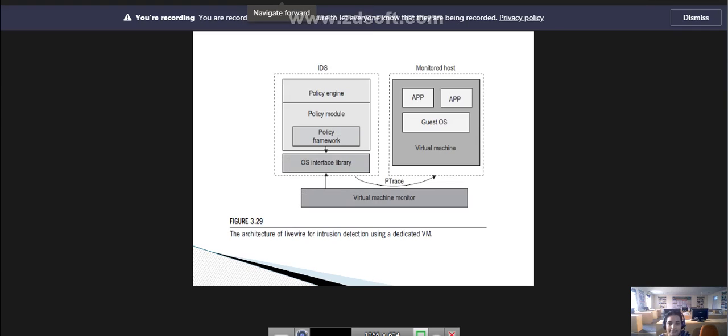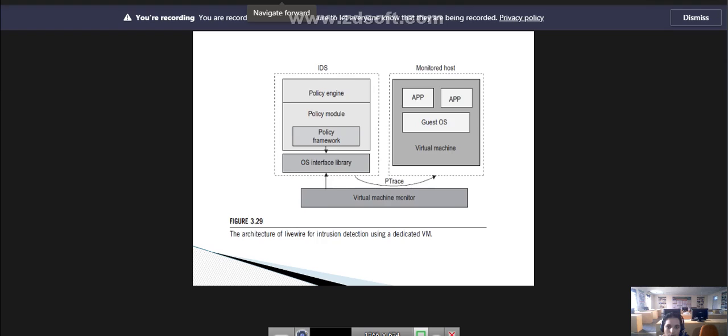Next, this is the diagram. This is the IDS and this is the monitored host. Here we have the policy engine, policy module, policy framework. These are the applications, guest operating system, virtual machines. This is the operating system interface library and this is the virtual machine monitor. It will monitor the system and the monitored host applications, and this guest operating system is completely managed here. This is the architecture of Livewire intrusion detection using dedicated virtual machines.